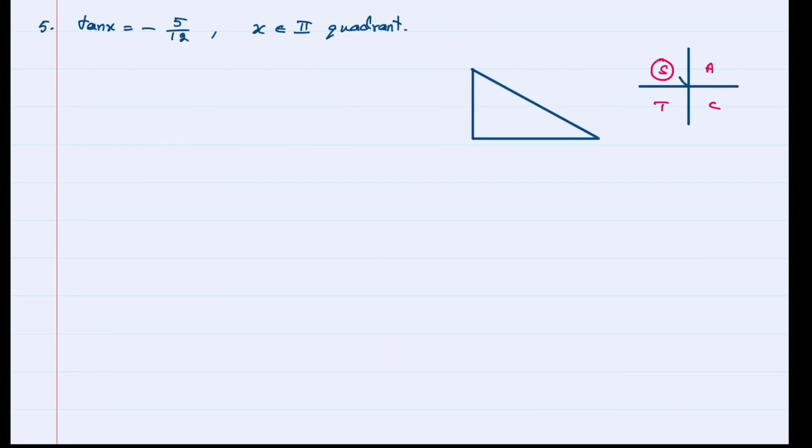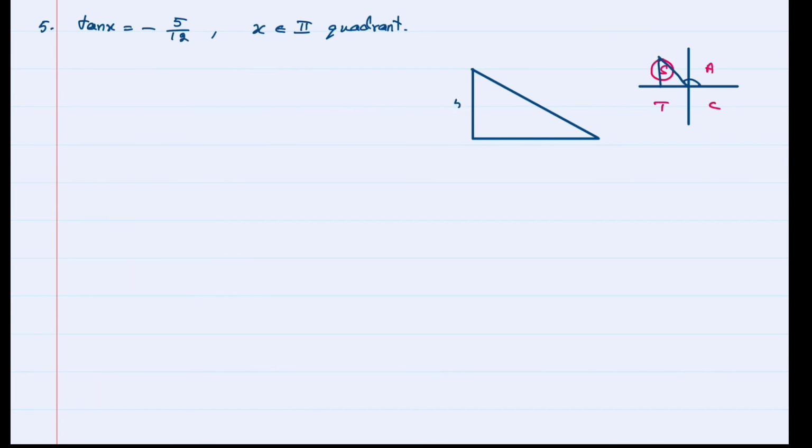Fifth question, tan x is negative 5 over 12 and x lies in the second quadrant. In the second quadrant, sine and its reciprocal cosecant are positive, other 4 trigonometric ratios are negative. X is a second quadrant angle. So, with the reference angle we have drawn this right triangle. No need to consider the minus sign when you use the triangle. When we write the trigonometric ratios, we will consider the sign according to the quadrant which is given.